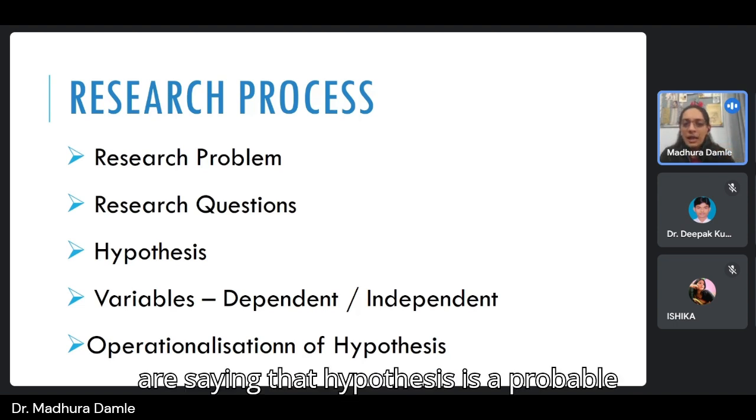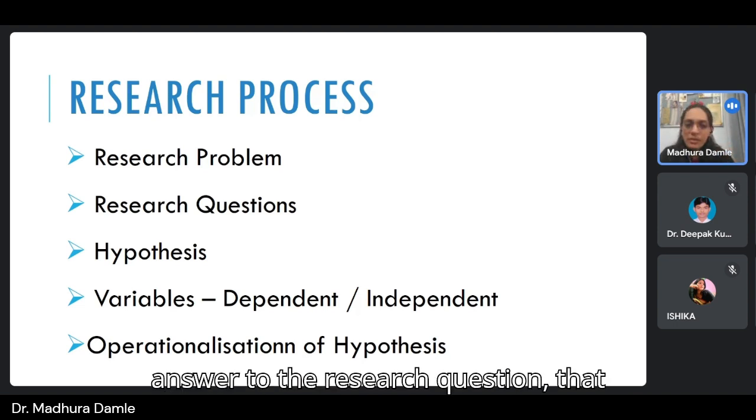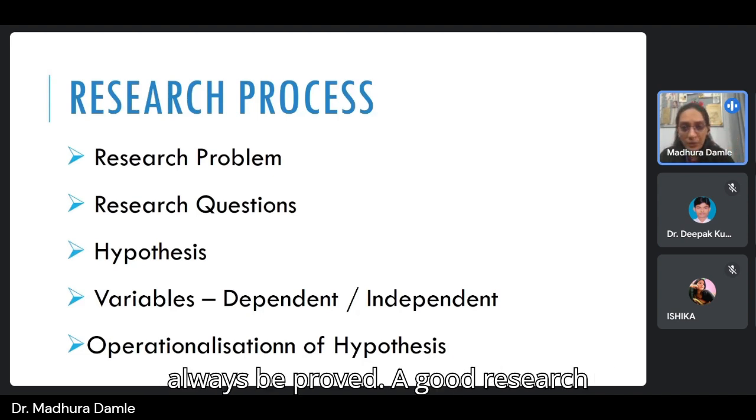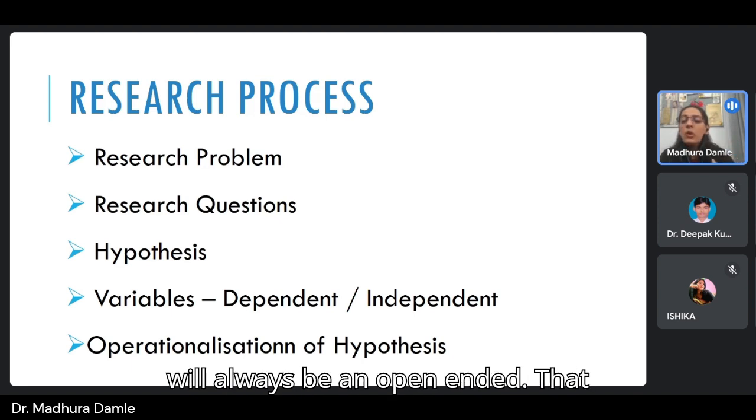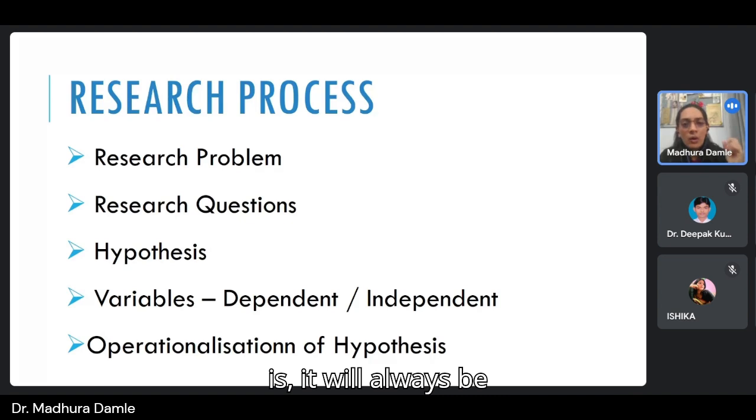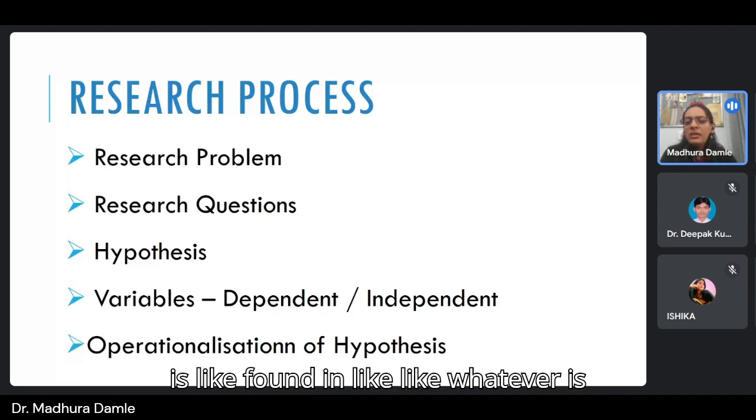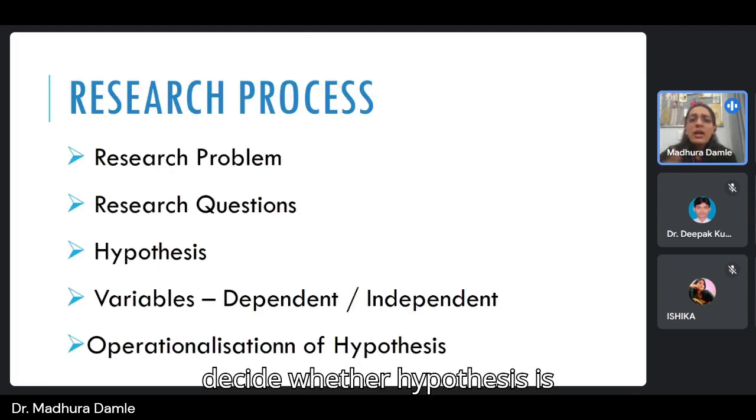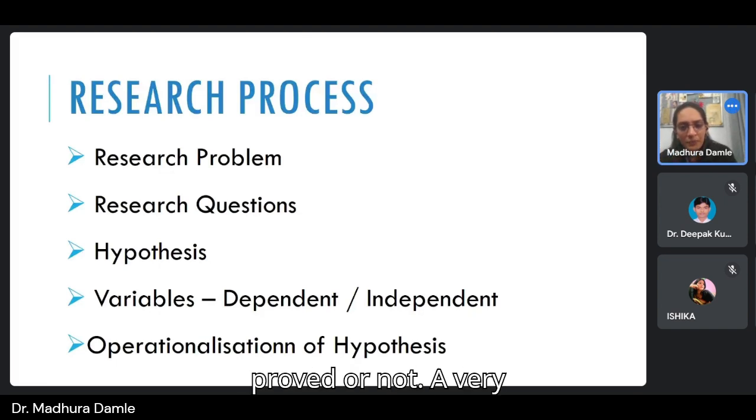Now, though we are saying that hypothesis is a probable answer to the research question, that doesn't mean after my research it will always be proved. A good research will always be open-ended. That is, it will always be open to whatever is found on the field, and that will decide whether the hypothesis is proved or not.